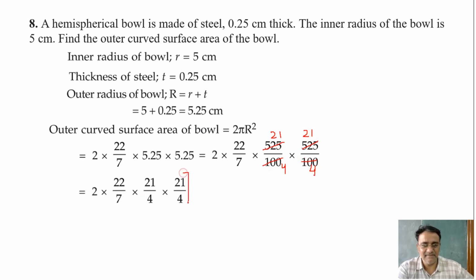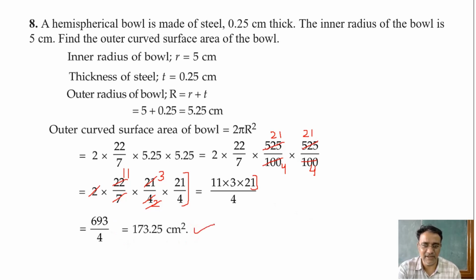This step is clear? Yes, sir. Okay. So this 2 cancels. Again, this also we can cancel here. Is anything else cancelling? Yes, sir, 7 and 21. Okay, fine, very good. Now what are we going to get? 11 into 3 into 21 by 4, which is 693 by 4. If you divide, you will get your answer, that is 173.25 centimeter square.